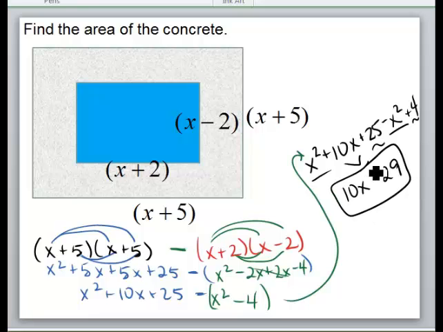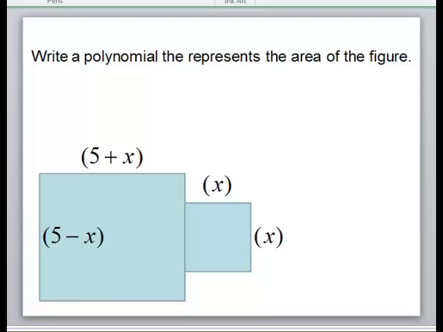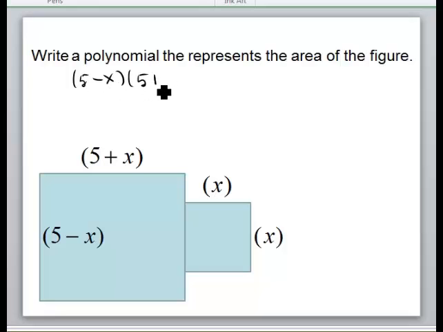I have one more special problem on the next video. This is my last special problem, and what it says to do is write a polynomial that represents the area of the figure. So we'll do that by finding the area of each part separately first. So this first part, I have 5 minus x times 5 plus x. I'm going to find the area of this bigger rectangle. And then the area of the second rectangle would just simply be x times x.